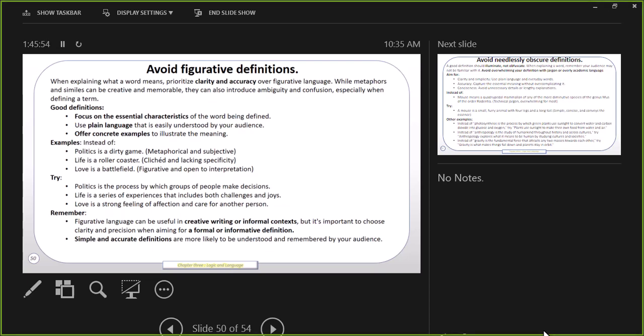They tend to paint a picture on the audience about the word being defined rather than telling what essentially is involved by the defender, right? Politics is a dirty game is metaphorical and subjective. Rather try to say politics is a process by which a group of people make decisions.